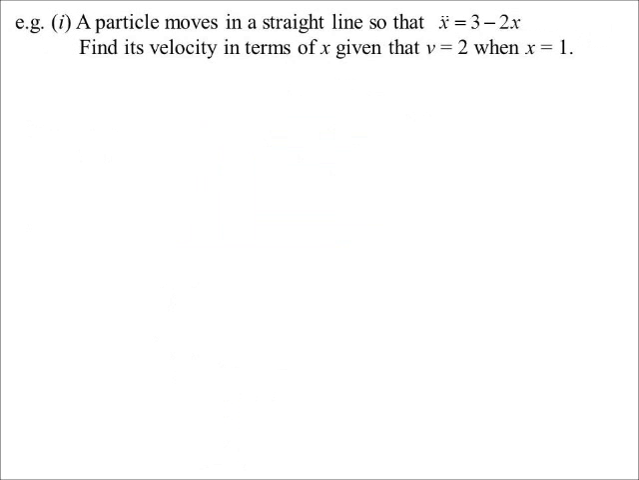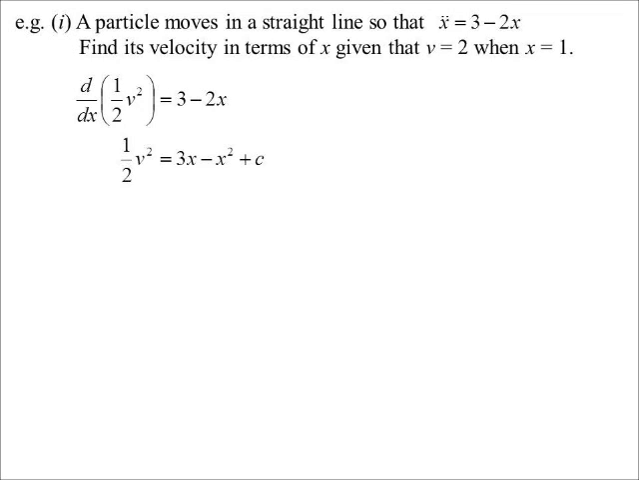What we've now got is a problem where acceleration has been quoted in terms of displacement rather than time. We're going to find velocity in terms of displacement, and they've given us some initial conditions to work with. We know that velocity is 2 when displacement is 1. Acceleration's in terms of displacement, so I use d/dx of a half v squared rather than dv/dt.